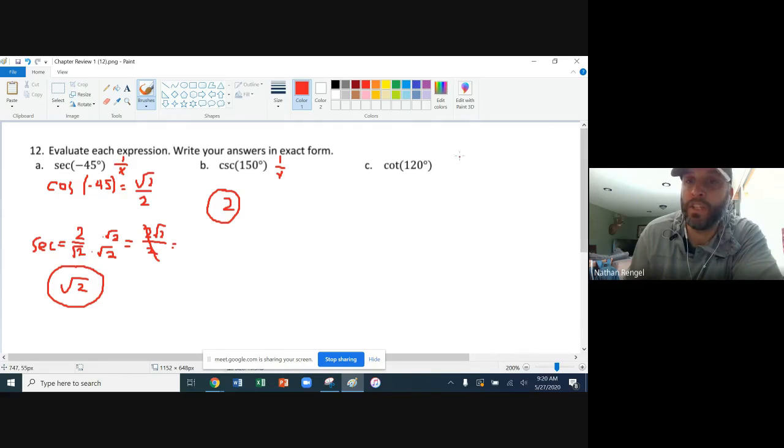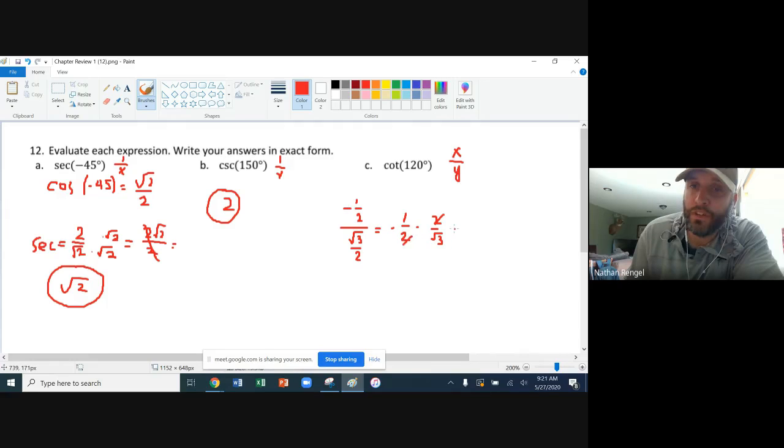Now cotangent. Cotangent's the reciprocal of tangent. Tangent's y over x, so cotangent is x over y. Go to 120. X over y is going to be negative 1/2 divided by the y, which is square root of 3 over 2. And we have a complex fraction, so this is going to be the same as dividing fractions. Negative 1/2 times 2 over the root of 3.